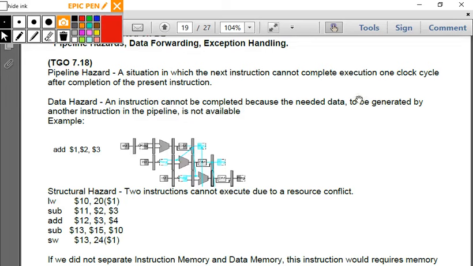So now we're getting into pipeline hazards. What's the general idea of pipelining? Tony, can you turn to your homework real quick? What's the general idea of pipelining that we learned about last lecture?